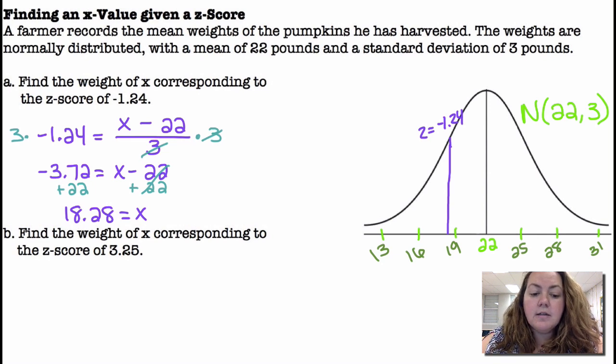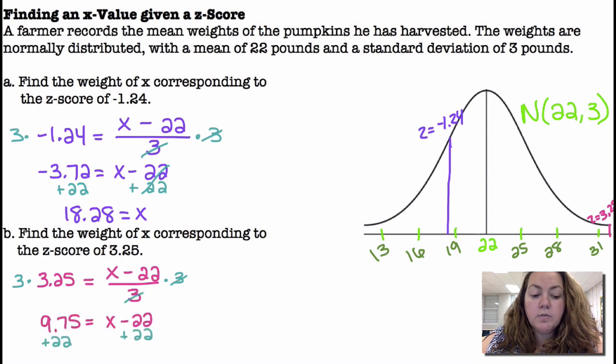Find the weight of the pumpkin that corresponds to a z-score of 3.25. So 3.25 is more than 3 standard deviations above my mean. All right, so I'm looking for a value. I know it's going to be over 31 pounds. So 3.25 equals my x value that I'm trying to solve for, minus my mean of 22 divided by my standard deviation of 3. Again, I'm going to use algebra to solve, so I multiply by 3, and then I add 22, and I get x equals 31.75.